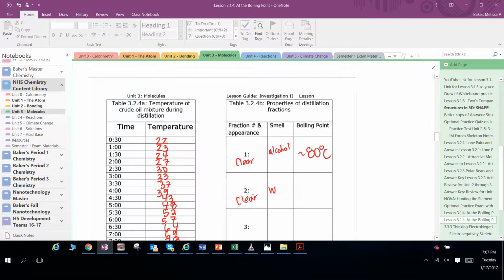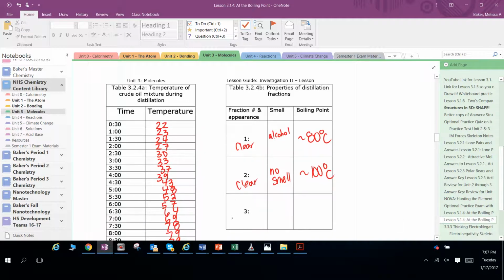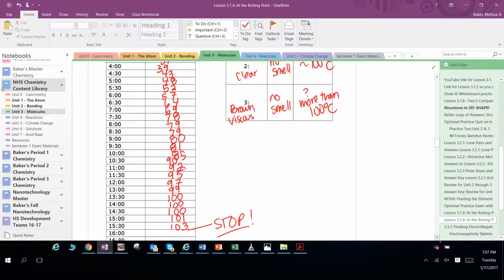I'm giving things away here. If it has a boiling point at 100, you might guess what it is. No smell, boiling point around 100 degrees. And the third fraction was still like a brown color, also more viscous. No smell, and we don't know what the boiling point is, but we do know it's more than 100 degrees Celsius because it never came out of the flask. We would need different equipment to go above 100 degrees. Like I said, our thermometers could blow up.